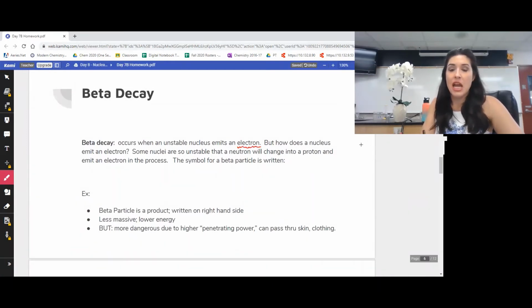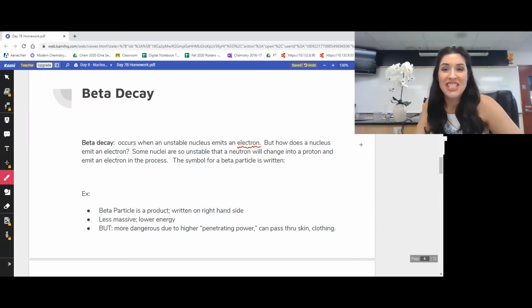And I know what you're going to say. What is an electron doing inside that nucleus? Well, some nuclei are so unstable that a neutron will change into a proton. It'll essentially give up the part of itself that makes it neutral. The leftover result is something positive, and that little negative part of itself that it emits is an electron.